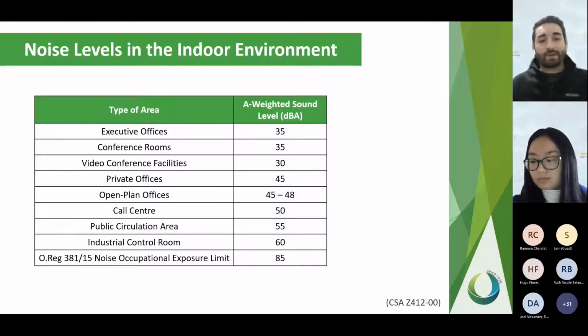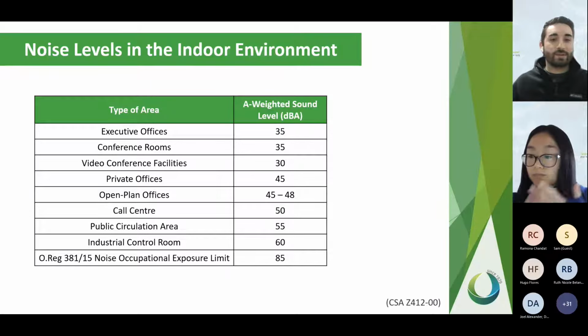And the ones that are above that, so in this table, you have industrial control room, call centers, and that sort of thing. Those are from the CSA ergonomic standard. And they're just guidelines for what the rough sound level should be in that area for the tasks that will be performed in those areas. So in a private office, you can have it at 45 because it's just you talking in there, so your voice is not bothering yourself. Whereas in an executive office or in a conference room, you need it to be a little bit lower because conversations are taking place, focus is needed, and you don't want external noises to be intruding there.